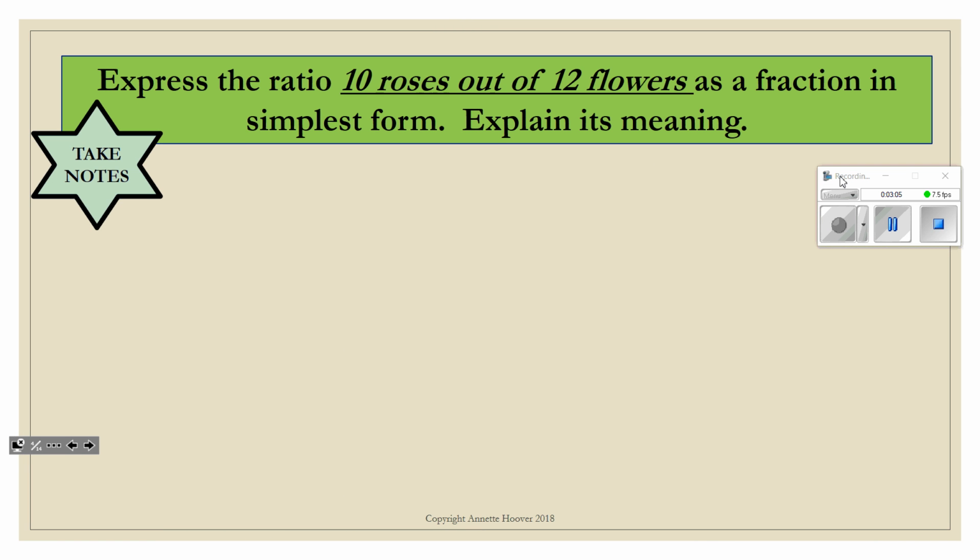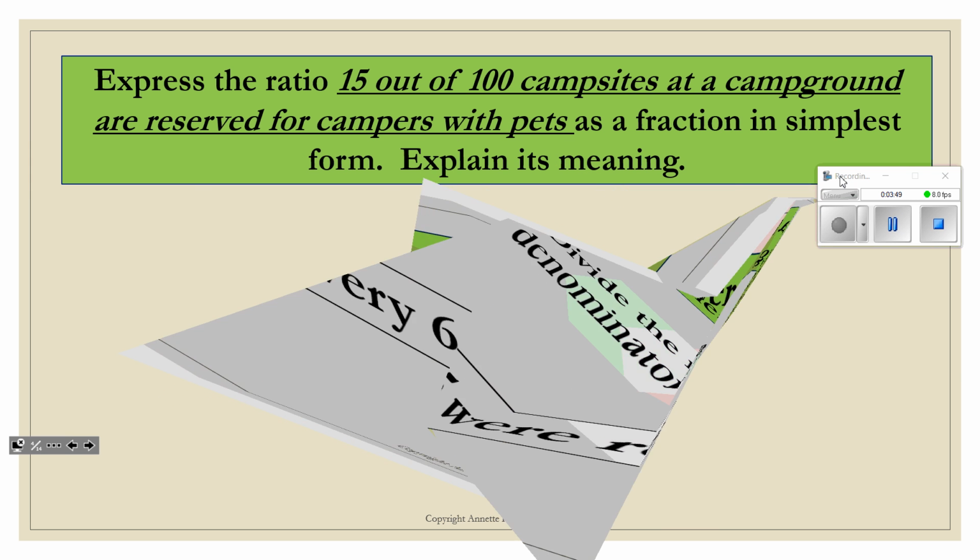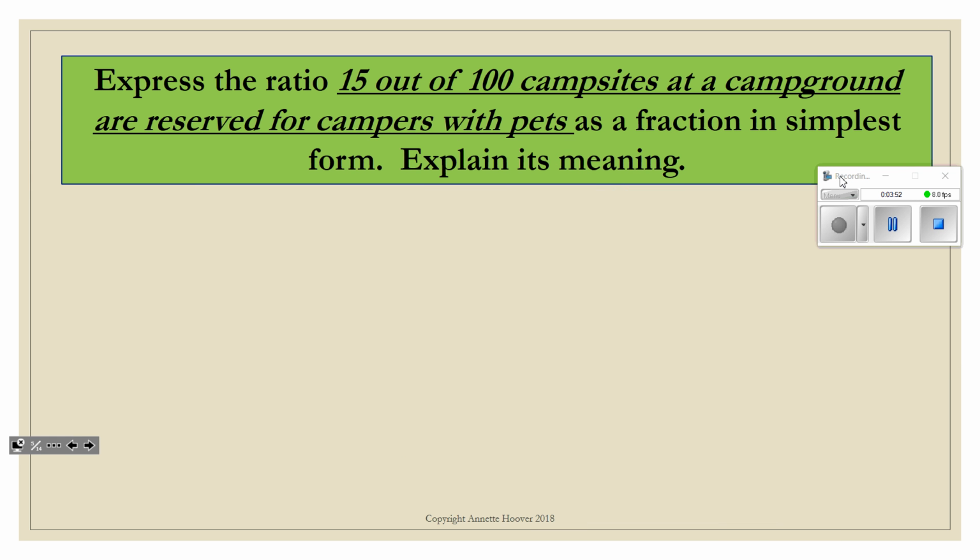Express the ratio 10 roses out of 12 flowers as a fraction in simplest form. Again, this does not involve units of measurement, so we're going to take the first number, it's going to go on top. We're going to take the second number, it's going to go on the bottom. It looks like a fraction, but we wrote it as a ratio, so we read it 10 to 12. Now we can simplify. Both of these are divisible by 2. So when we simplify it, that would be 5 to 6. We read it as a ratio, 5 to 6, not 5/6, like we would if it was a fraction. So what does that mean? It means that out of every 6 flowers, 5 of them are roses.